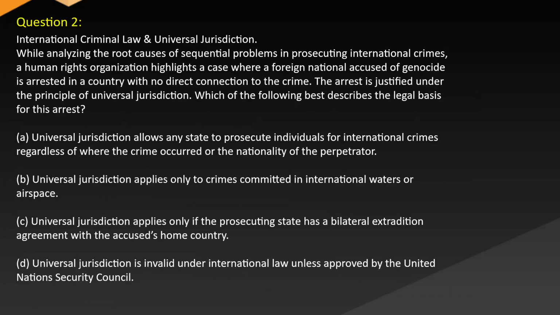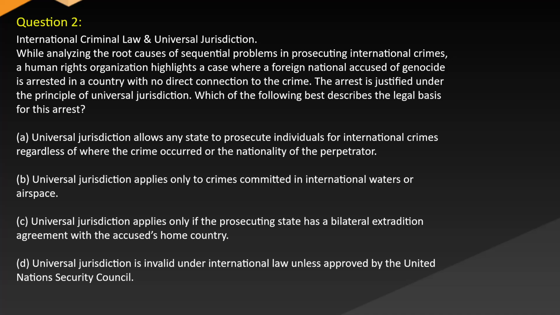Question 2. International criminal law and universal jurisdiction. While analyzing the root causes of systemic problems in prosecuting international crimes, a human rights organization highlights a case where a foreign national accused of genocide is arrested in a country with no direct connection to the crime. The arrest is justified under the principle of universal jurisdiction. Which of the following best describes the legal basis?